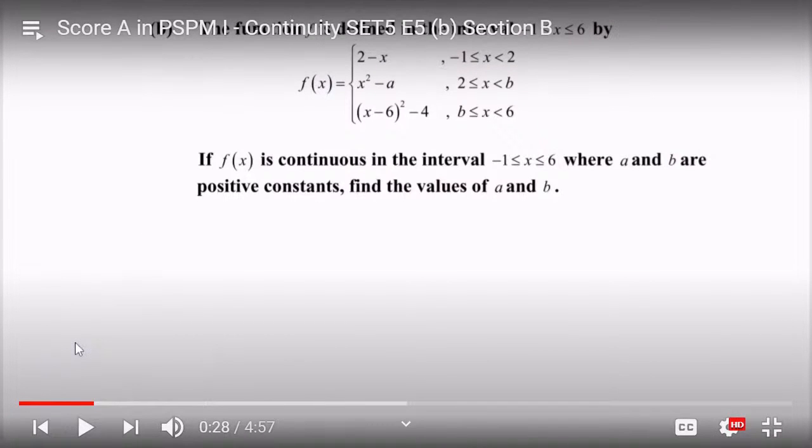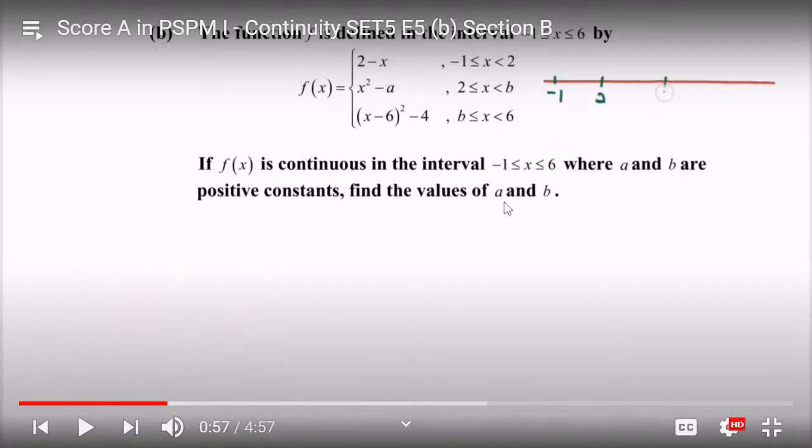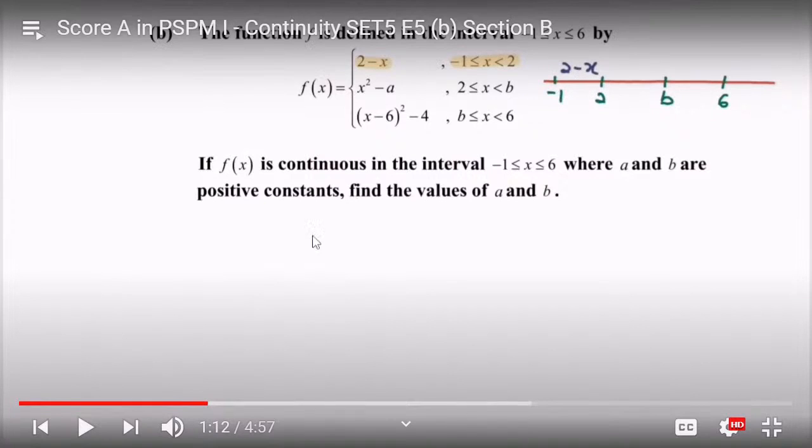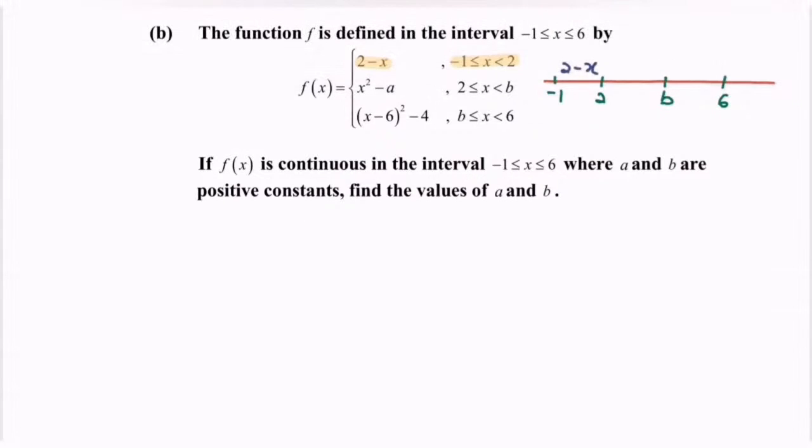Kalau untuk soalan ni, saya kalau jumpa piecewise, saya mesti akan buat number line. Ini cara dia, saya buat number line, saya mark down -1, 2, b and then 6. Lepas dah siap, saya akan allocate the function. Next, we have 2 to b and the function is x squared minus a. Finally, we have the function (x minus 6) squared minus 4 for the location b until 6.